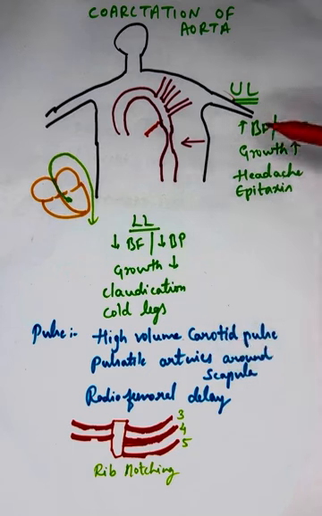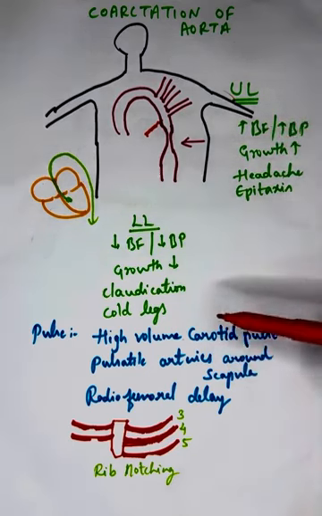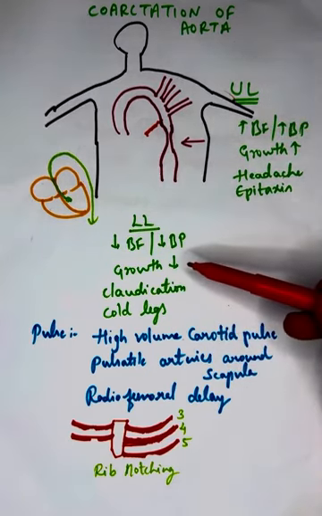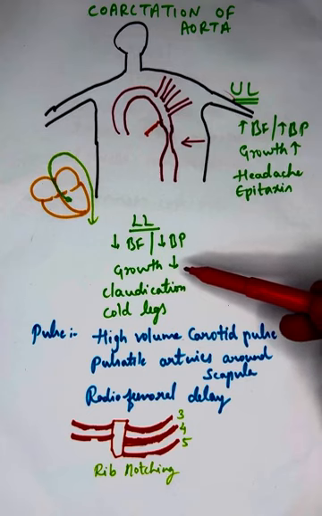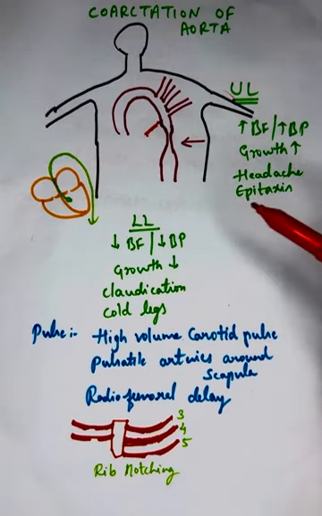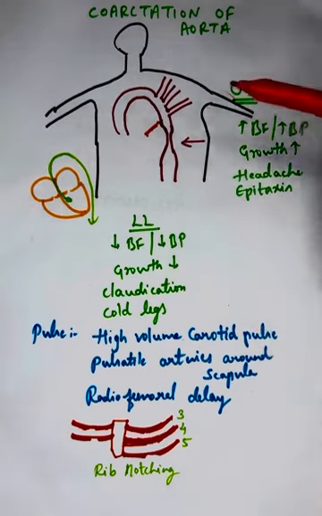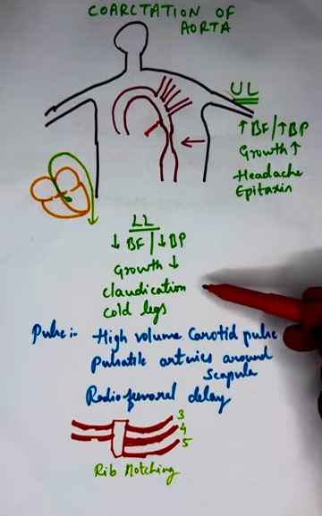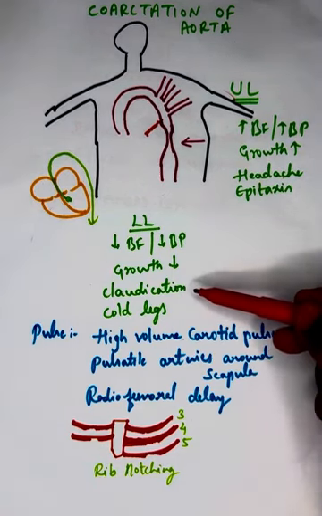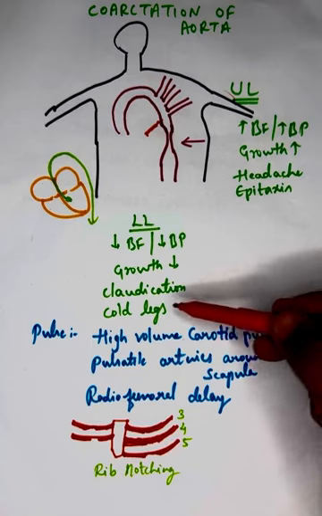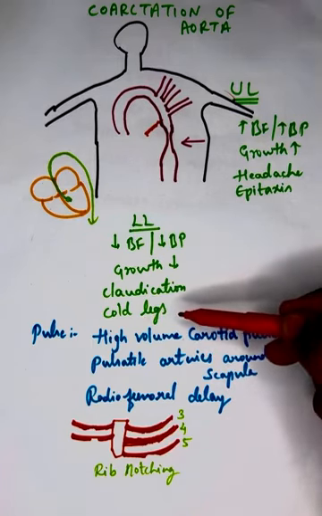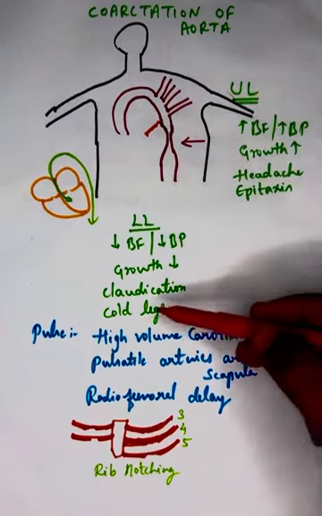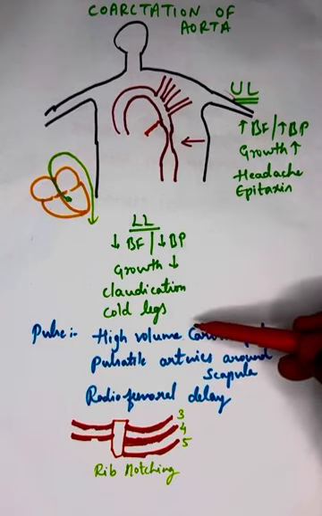So there is a discrepancy in the blood pressure between the upper limb and the lower limb, and the growth of the lower limb is also reduced. Sometimes the patient presents with narrow hips and very short legs compared to the upper limbs. When the patient walks for a certain distance, he has severe pain in the calf, which we call claudication, and there are also cold legs compared to the upper limb. That indicates reduced blood flow to the lower limb.